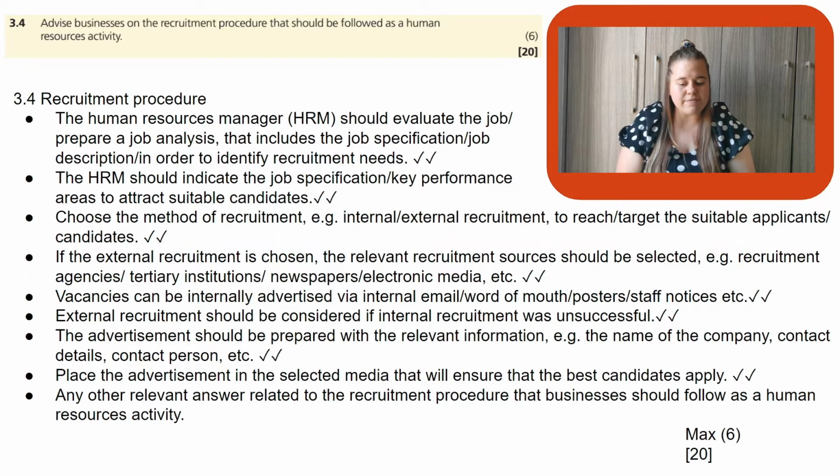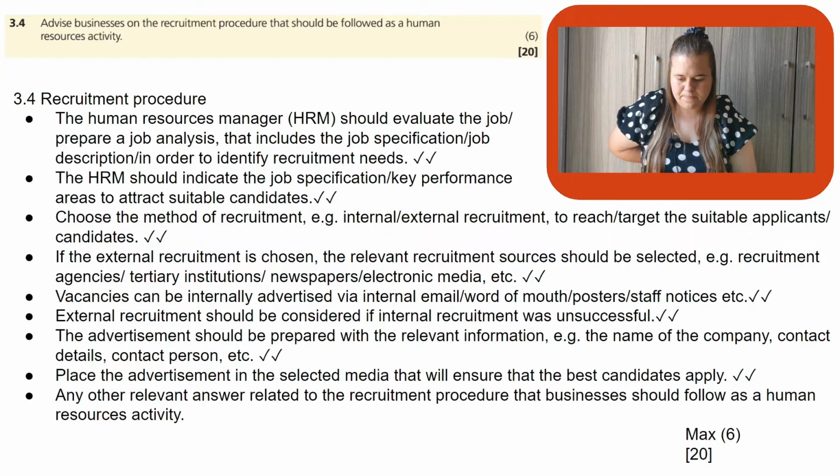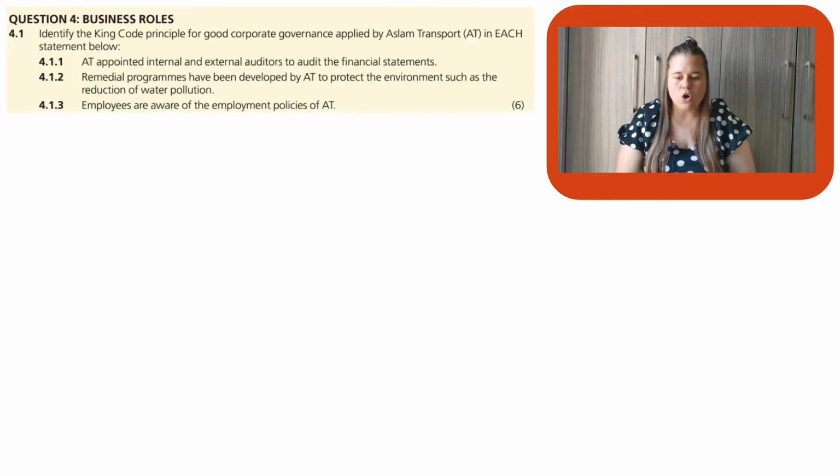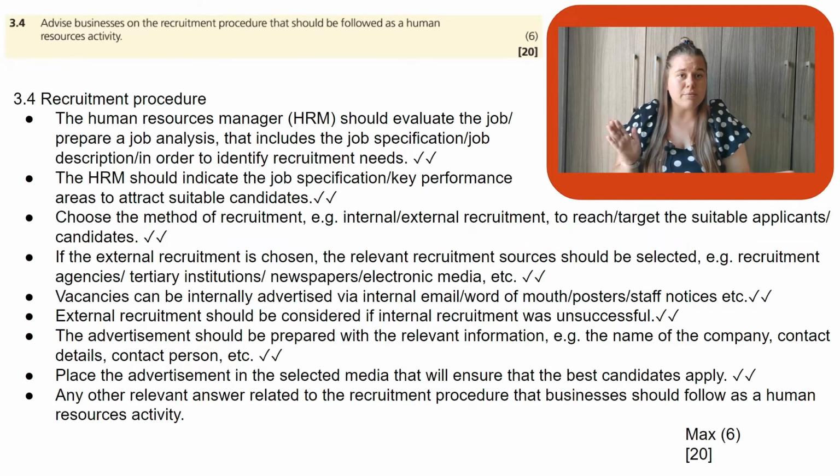Vacancies can be internally advertised via internal email, word of mouth, posters, staff notices. Then external recruitment should be considered if internal was unsuccessful. The advertisement should be prepared with the relevant information, so like the name of the company, the contact details, and the contact person. Place the advertisement in the selected media. That'll ensure that the best candidates apply for this position. Okay, as I said, 6 marks, 3 bullets. All right. So that was question 3.